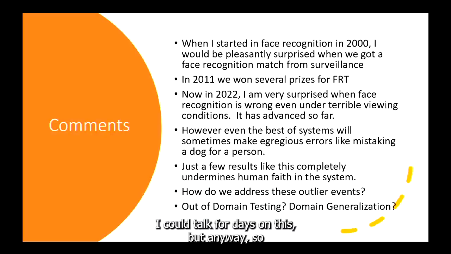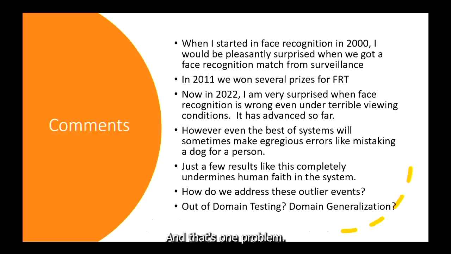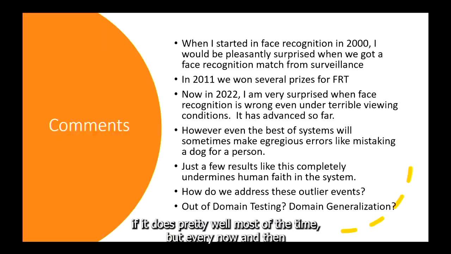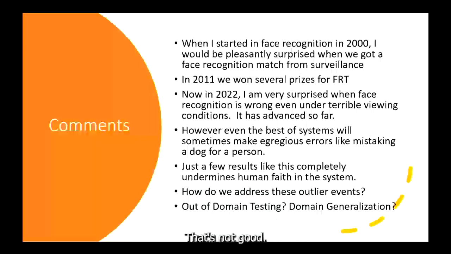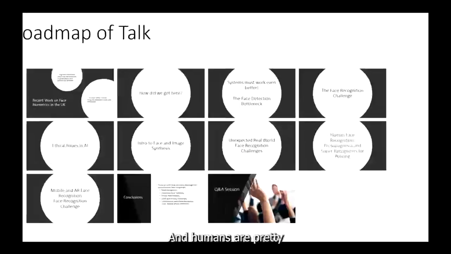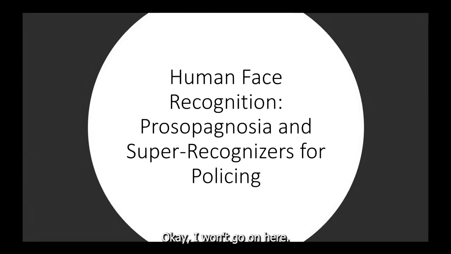So I was saying, getting these outlying errors is very, very bad. And that's one problem. It's like what they call a trolley car problem: if you've got a self-driving car, and it does pretty well most of the time, but every now and then it just runs into a set of pedestrians during a Christmas parade, that's not good. And humans are pretty robust to these sorts of things compared to AI.